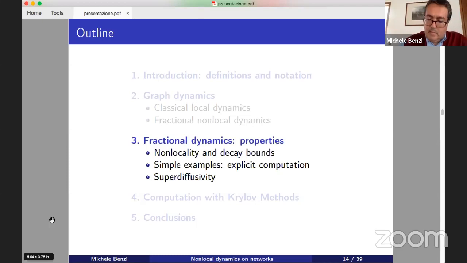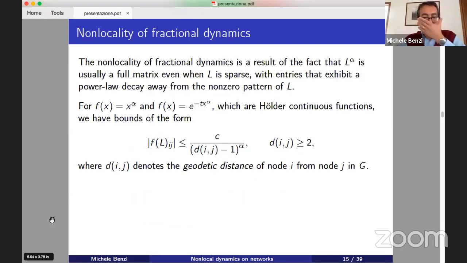Okay, so let's talk a little bit about properties of the fractional dynamics. As I already pointed out, the fractional Laplacian is, in general, a dense matrix. This can be seen, for instance, by looking at the binomial series expansion. If we have an irreducible sparse matrix and we take a power series in that matrix, the result typically will be, in general, a dense matrix.